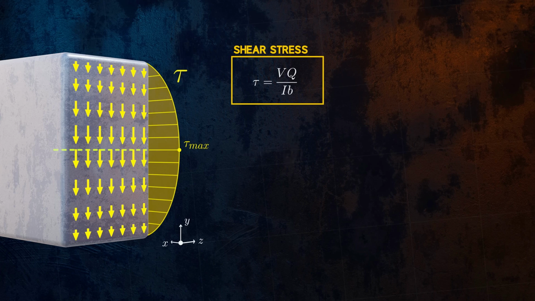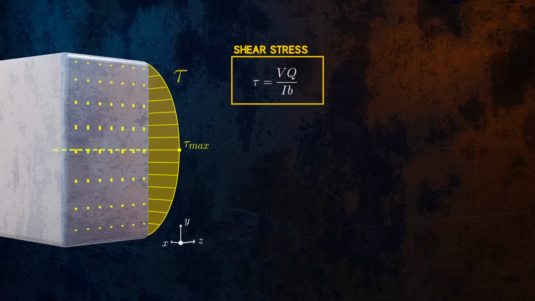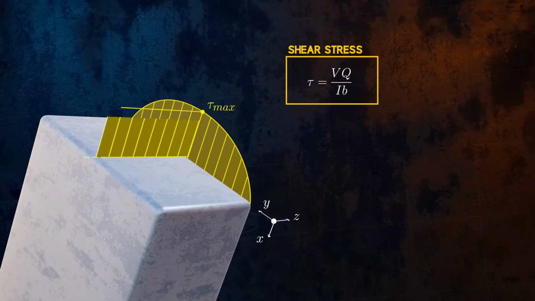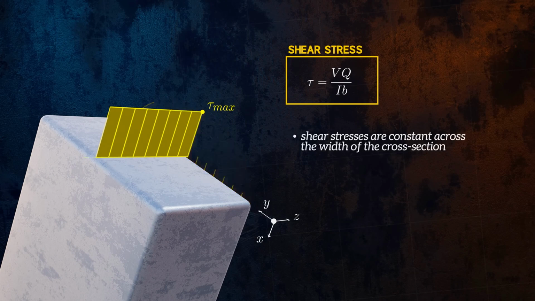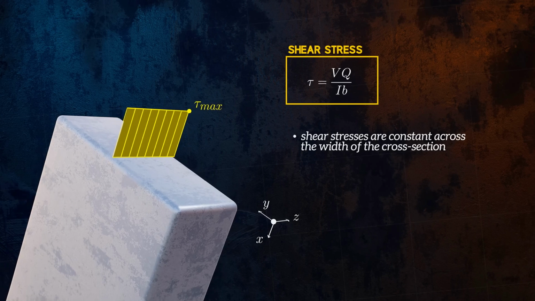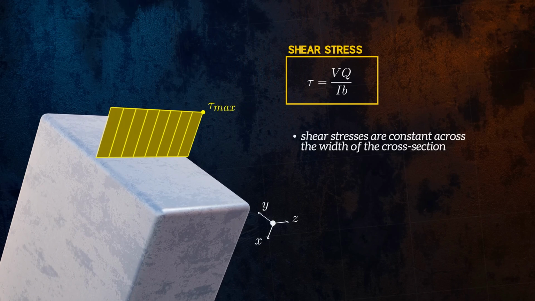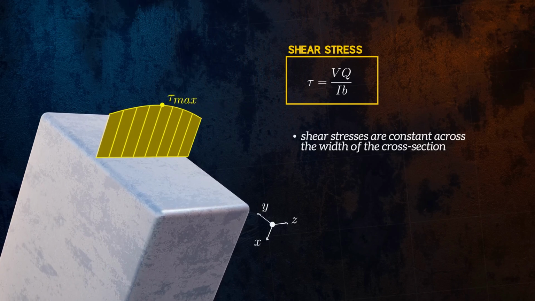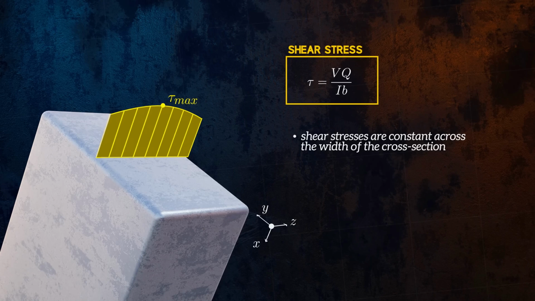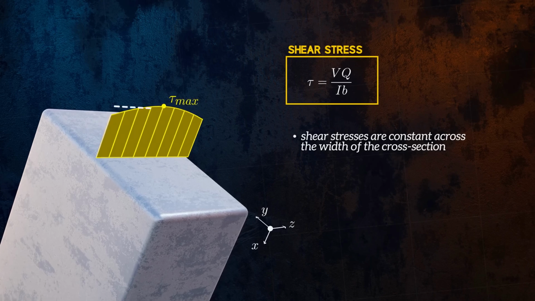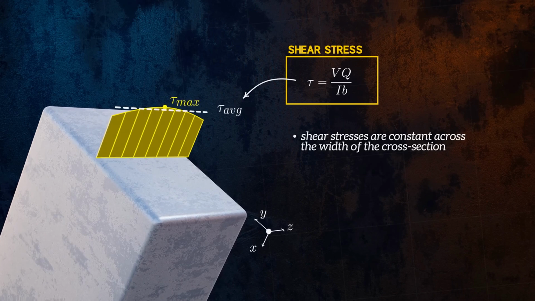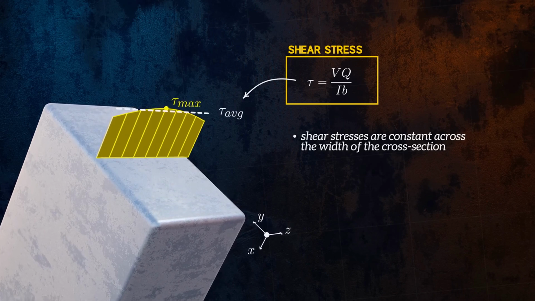The derivation of this equation for shear stress makes a few assumptions, so we need to be careful with how we apply it. First, it assumes that the shear stresses are constant across the width of the cross-section. For rectangular cross-sections, this is a reasonable assumption if the rectangle is thin. But for cross-sections like this one, the shear stresses can vary significantly over the width. And so, in these cases, the equation can really only give us the average shear stress across the width of the cross-section. It can't tell us what the maximum shear stress will be.